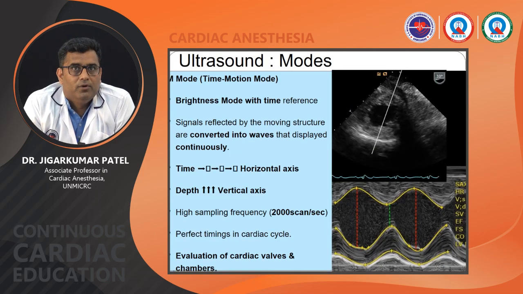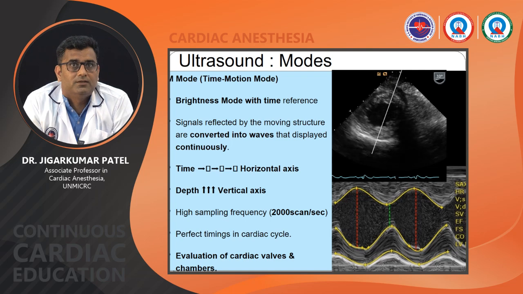The third mode is the M mode. It is also known as time motion mode. Here it is brightness mode with time as a reference. Signals reflected by moving structures are converted into waves and then displayed continuously. Time is on the horizontal axis and depth of the scanning is on the vertical axis. Here there is a high sampling frequency, around 2000 scans per second. So you will get perfect timing in the cardiac cycle, and it is used to evaluate cardiac walls and chambers.